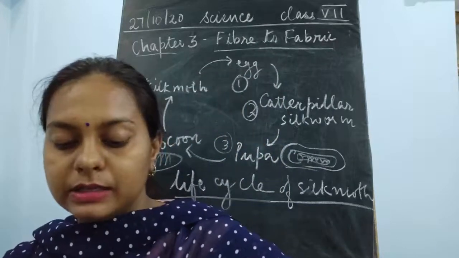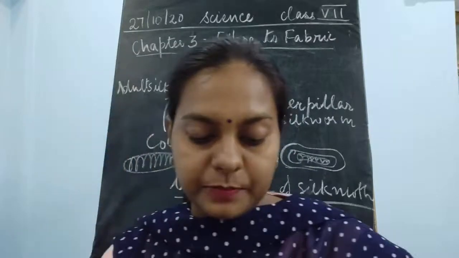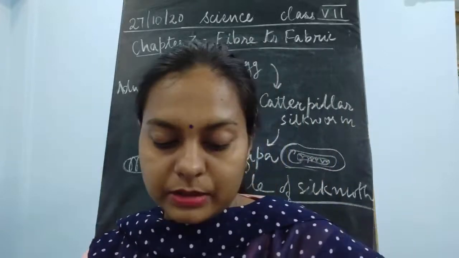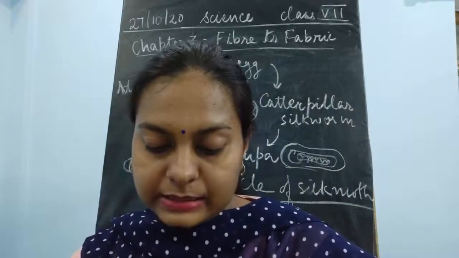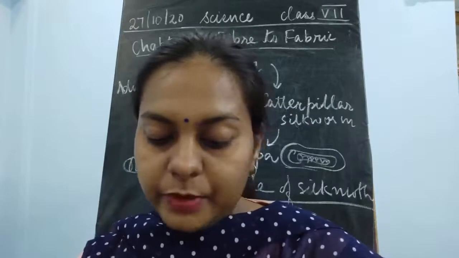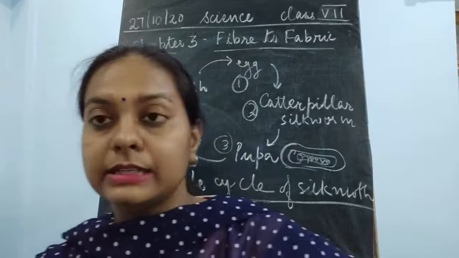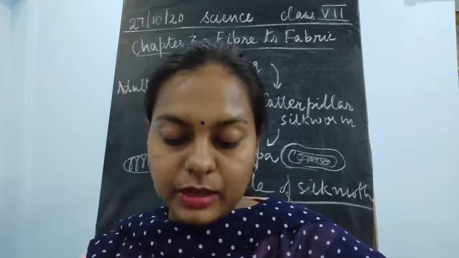Collect pieces of silk cloth of various types and paste them in your scrapbook. You can find them at a tailor's shop among the heap of waste pieces cut. Take the help of your mother, aunt or teacher to identify the types of silk, such as mulberry silk, tussar silk, eri silk, muga silk, etc.